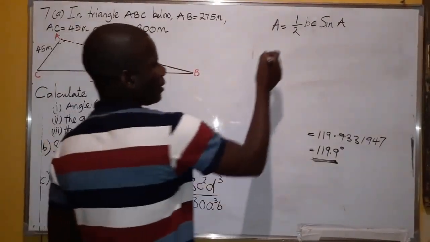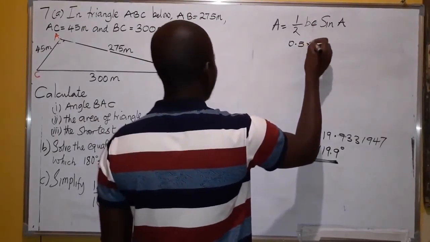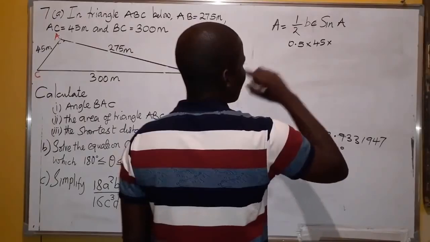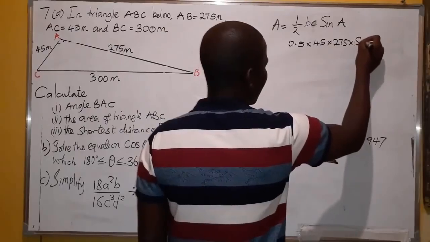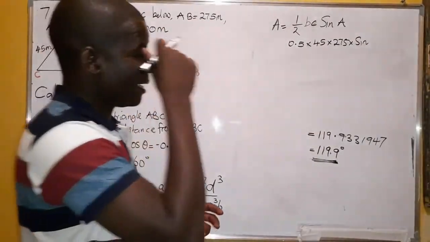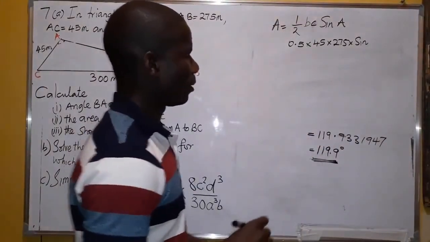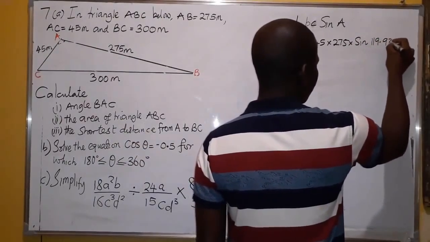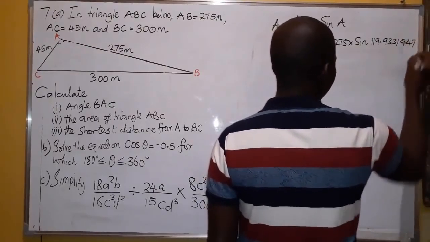So I'm going to say 0.5, which is the same as half, multiplied by B. Our B is 45, multiplied by our C, which is 275, multiplied by sine. What is the angle at sine? So the angle here, I advise that we get this whole angle which is not rounded off. Okay? So we have 119.9331947. Okay?